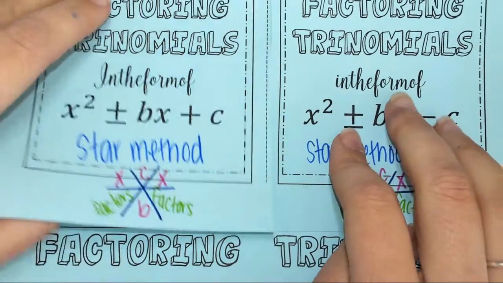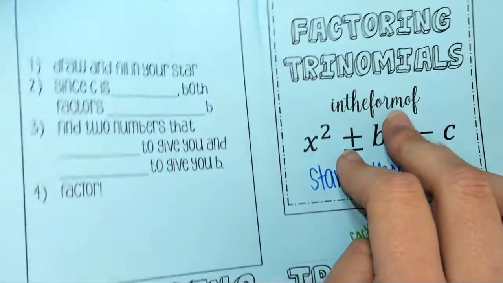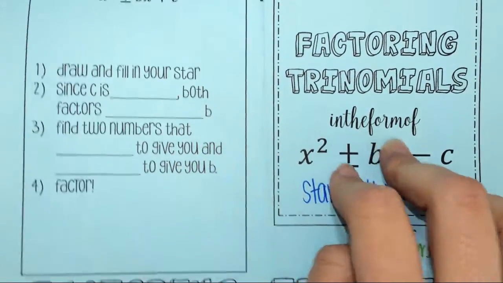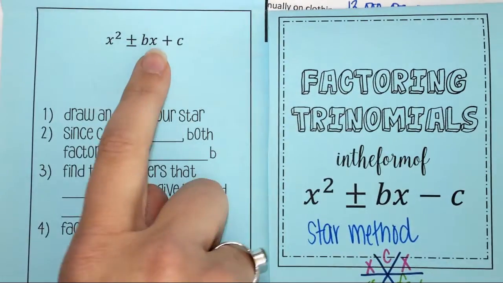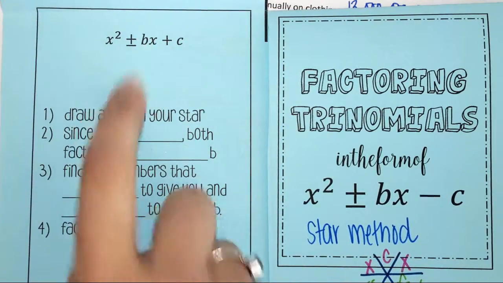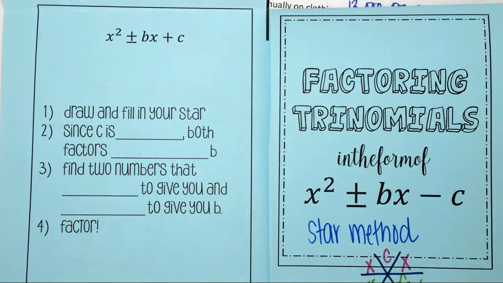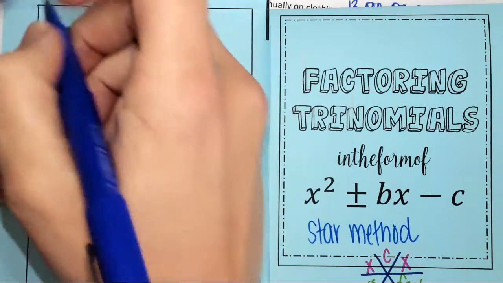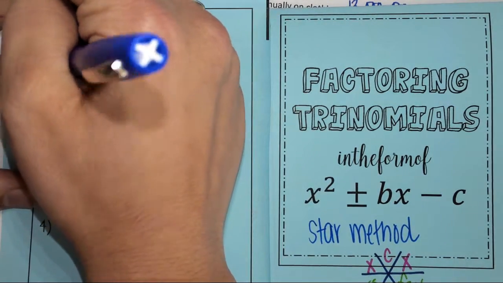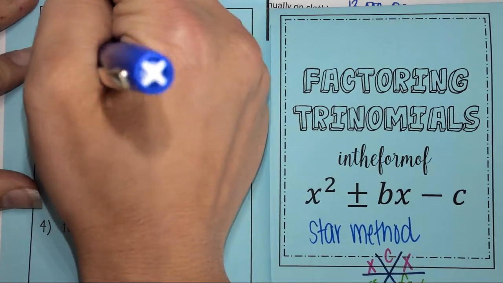Open the one where C is positive. Alright, so C is positive and B is either going to be positive or negative. So for instance, if I had a problem that said x squared plus 4x plus 3.